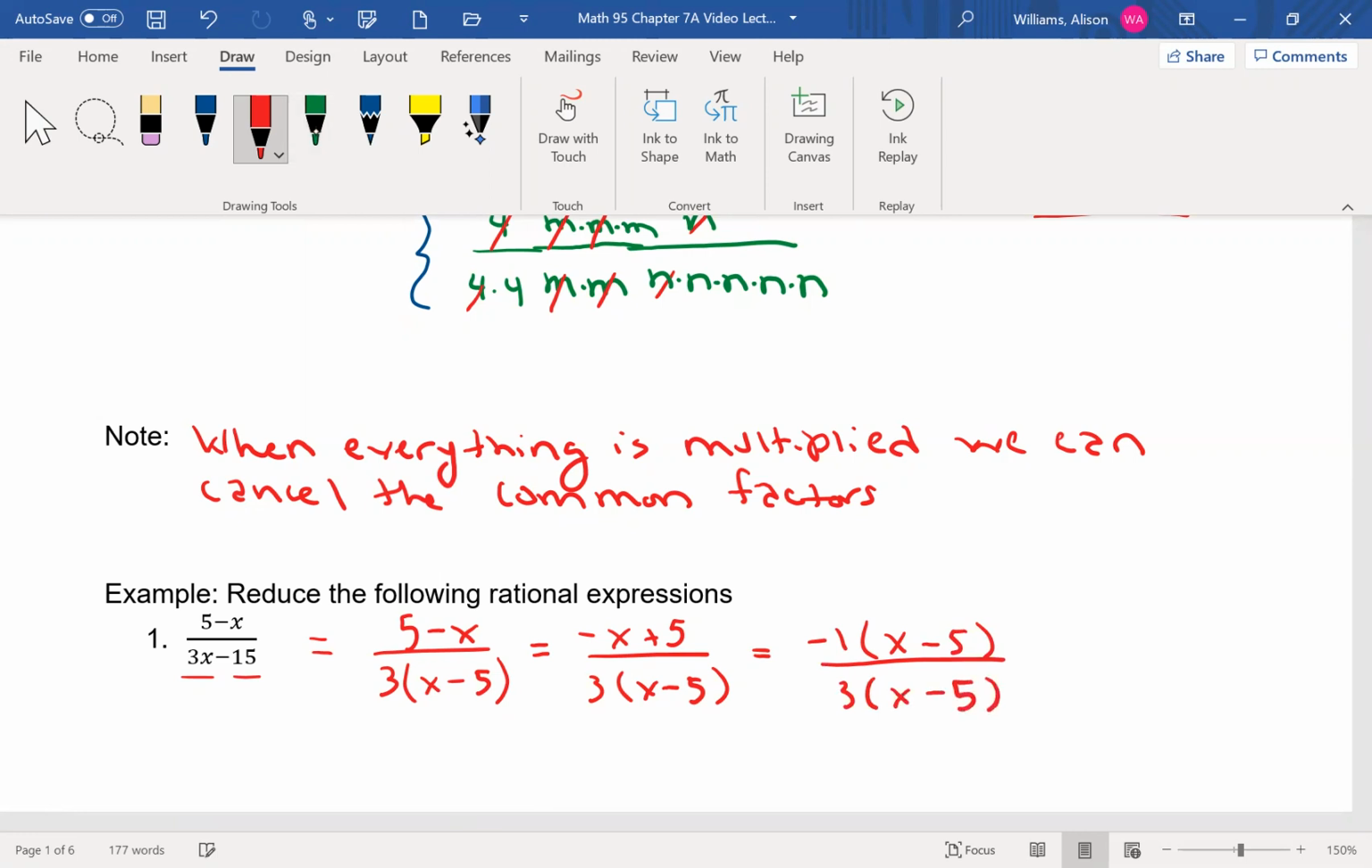Now, what I can do here then is cancel out the common factor of x minus 5. And I'm left with -1/3.